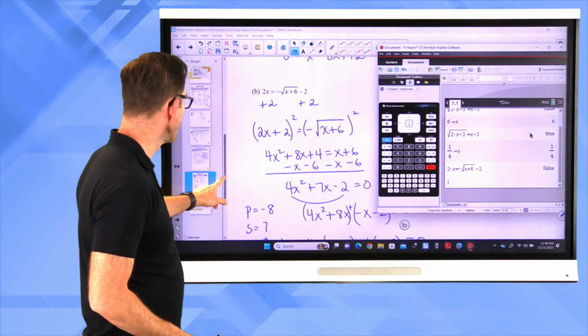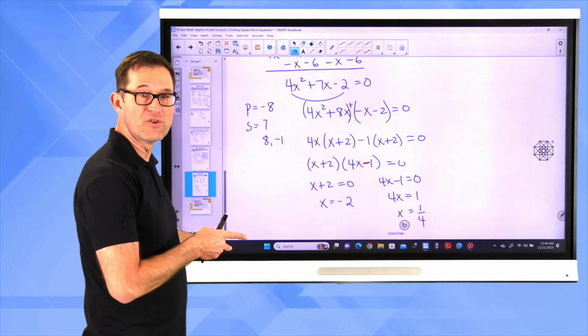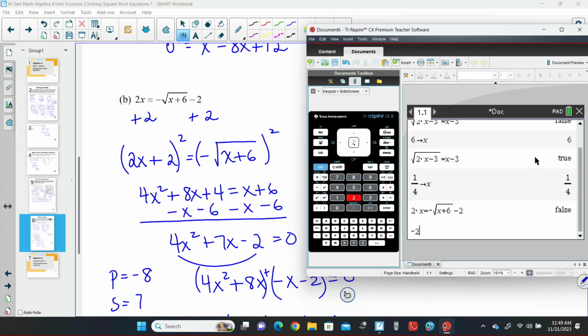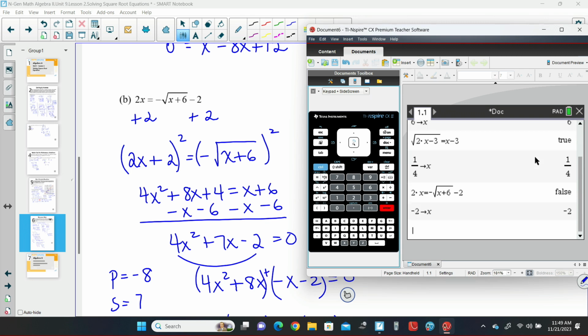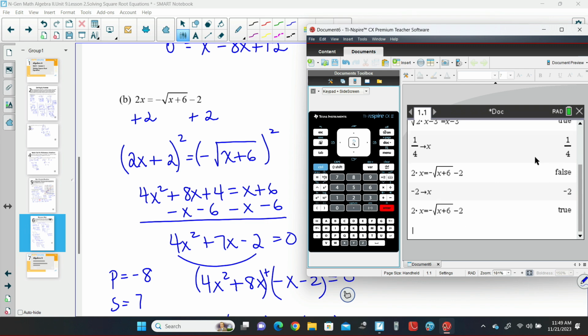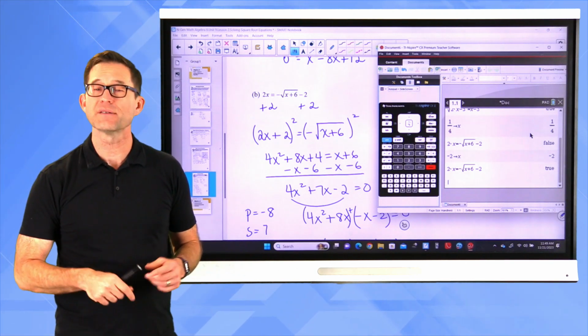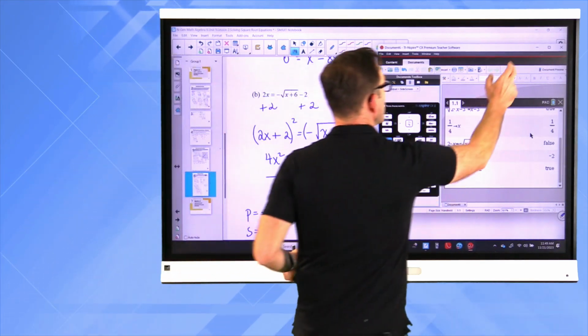What was my other answer? My other answer was -2. Let's check that one, right? So I'll do negative, maybe they're both extraneous. -2, store it in x. Go up a little bit until we get to that equation, and that one's true. All right, so we know the 1/4 in this case is extraneous, the -2 is fine.